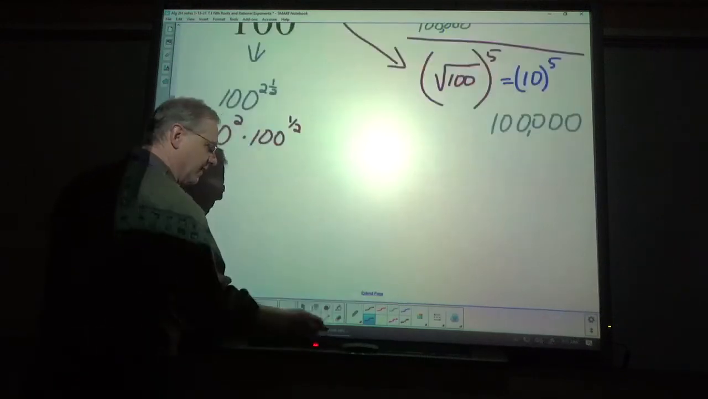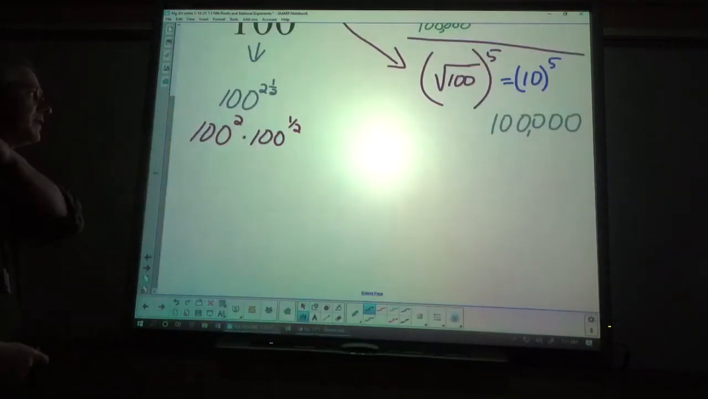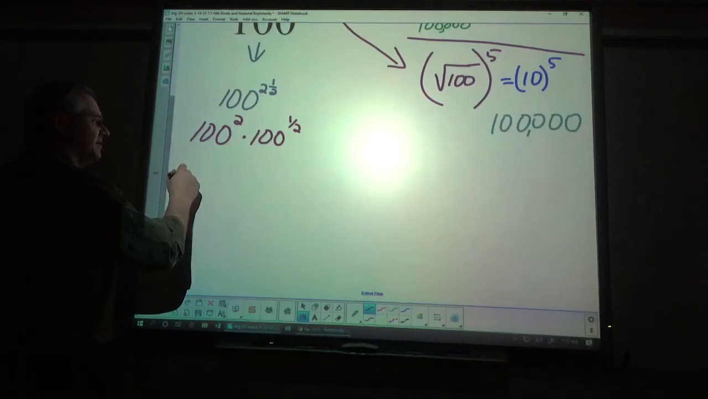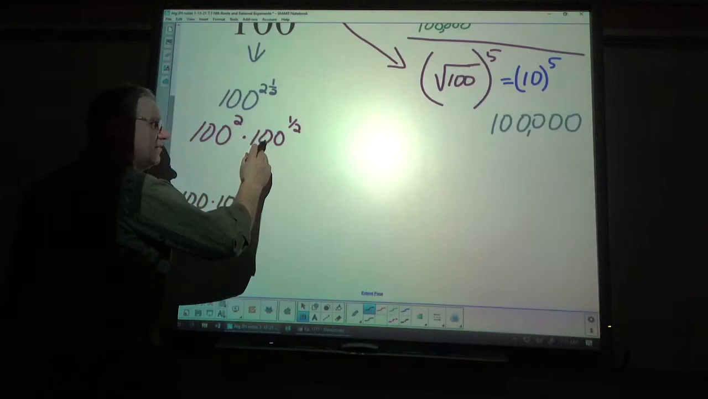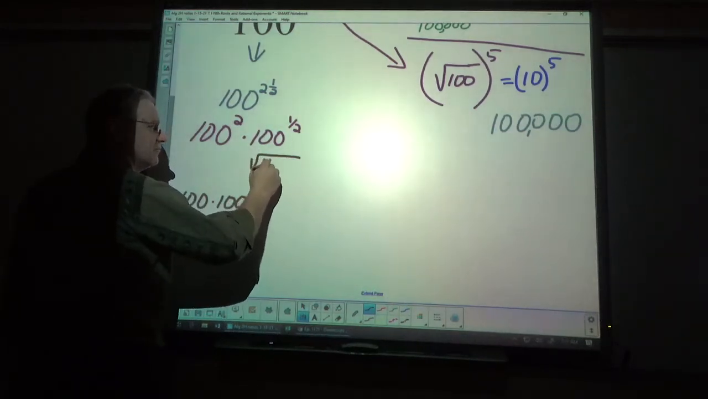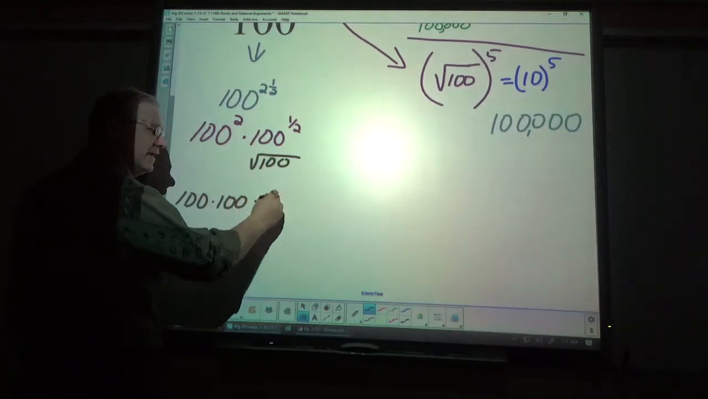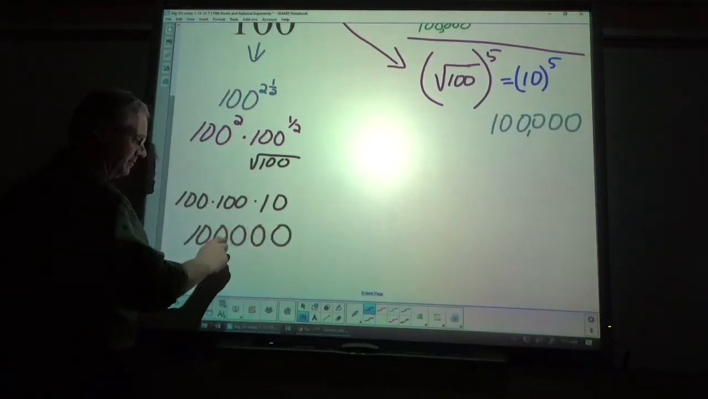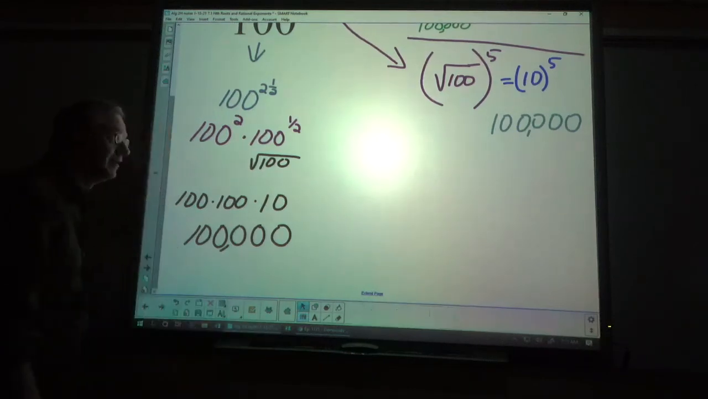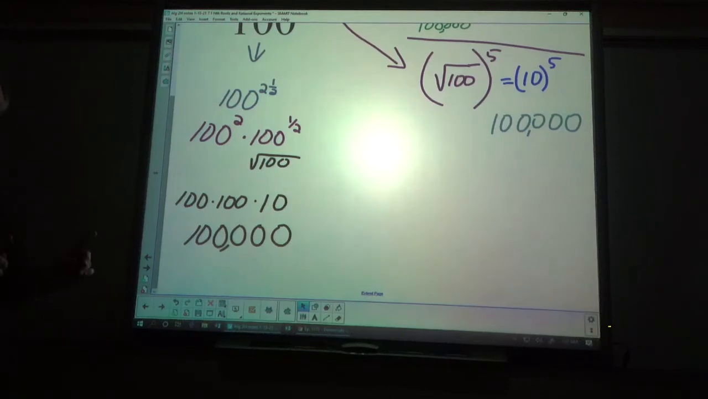All right. Well, if that's true, this is 100 times 100. This is the square root of 100, which we know is 10. Again, 100,000. It's neat to see those connections of properties of powers. All right, and we'll talk more about properties of powers tomorrow.